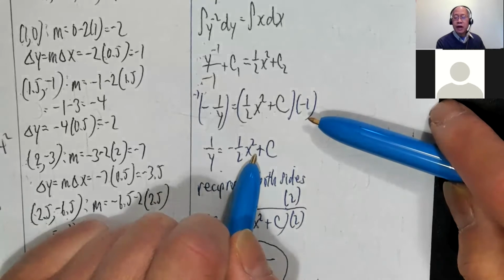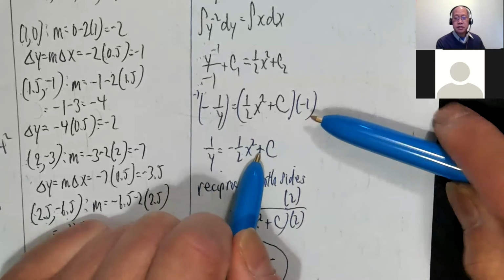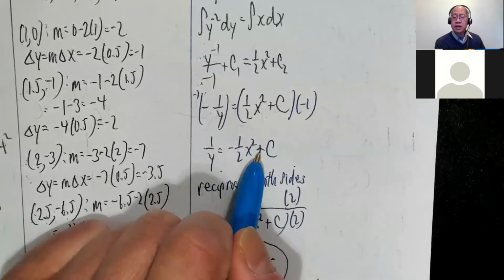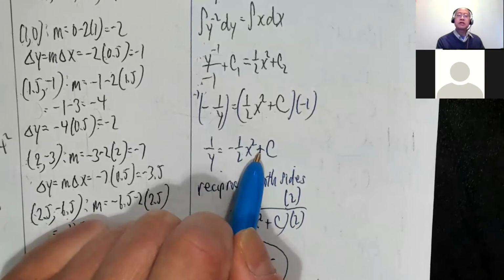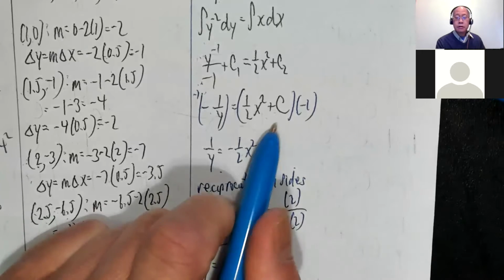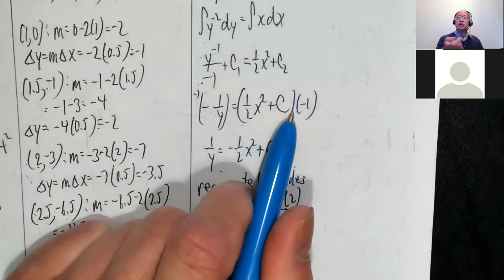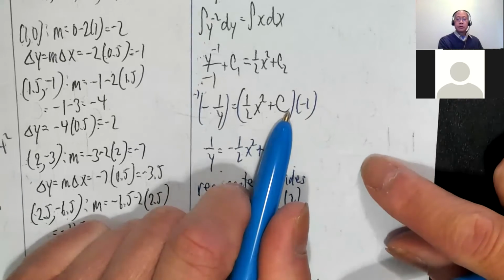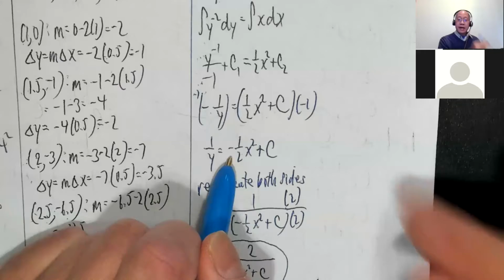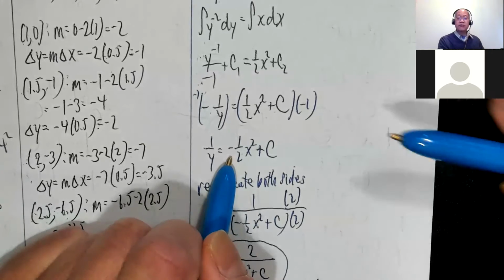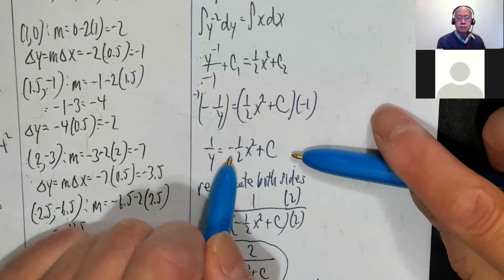Basically, you can sweep a lot of algebra under the rug when you have plus C. Negative C is still C. C plus 4 is still C. 2C is still C. E to the C is still C. Right? So if C runs through all the real numbers, so does negative C. It's still just an arbitrary constant. You should write this as -1/2 x squared plus C.